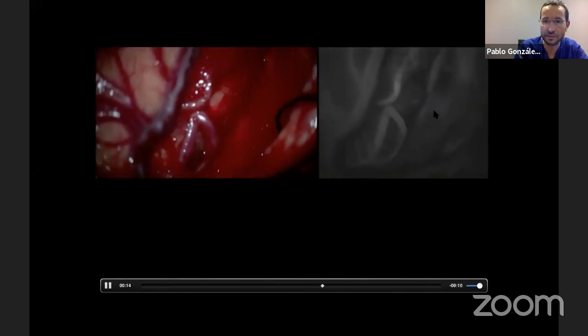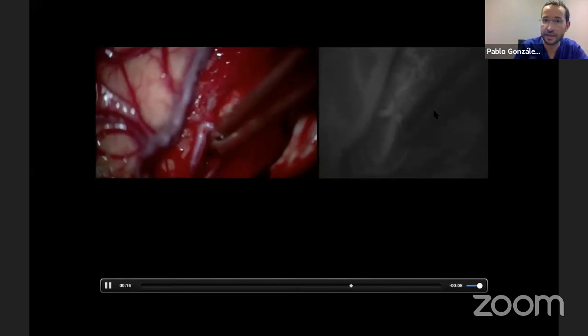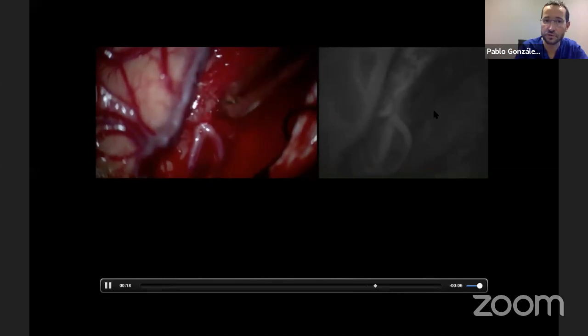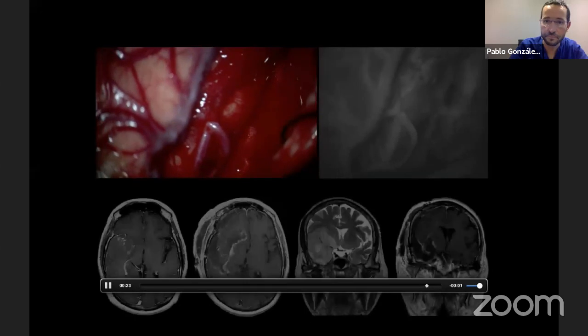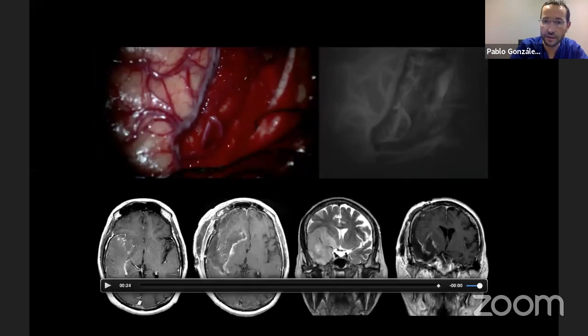So it is very important to have neurophysiology in these cases and to consider all the possible causes that could have justified this problem. It's not only white matter. It's also important to take into consideration the vessels.